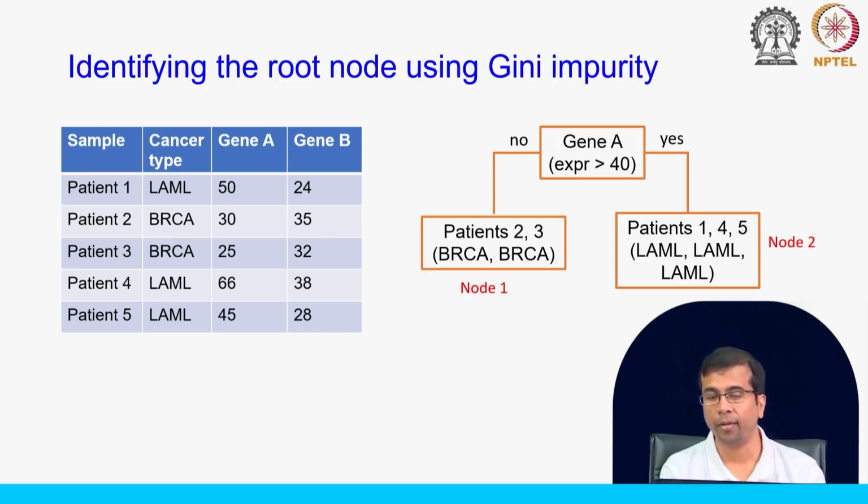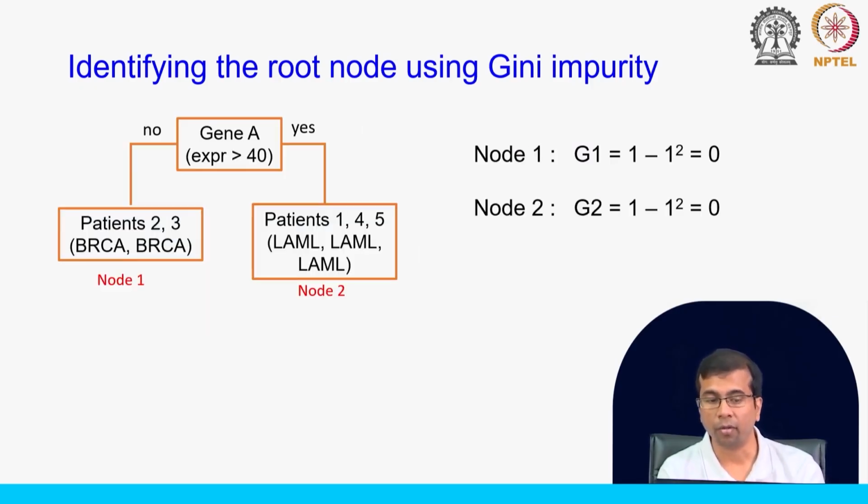Okay. Now, as I said, after branching we will calculate the overall gene impurity or overall G. To calculate this overall G, let us look into this tree structure. For node 1 we first calculate G, and for node 2 we also first calculate G. For node 1, G1 is 0 because we have only one class. As we have seen, if we have only one class, gene impurity will be 0. Similarly, for node 2 again we have only one class, LAML, so this will be 0 again.